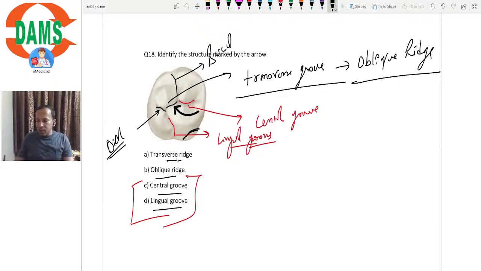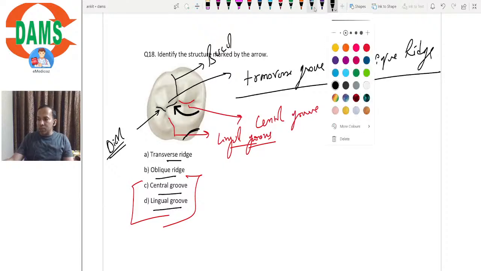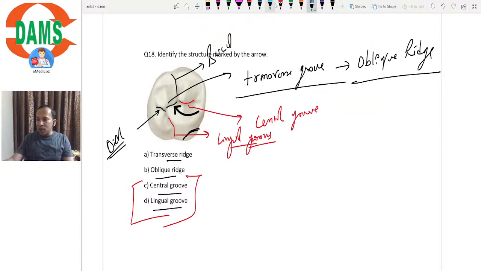Clear? Now, do you think this is the transverse ridge? The transverse ridge would be between mutually opposing cusps, right? So between the mesiobuccal and mesiolingual cusp, this is the transverse ridge. And the arrow is marking this oblique ridge. This structure is what? It is the oblique ridge. That is option B. Is it clear?